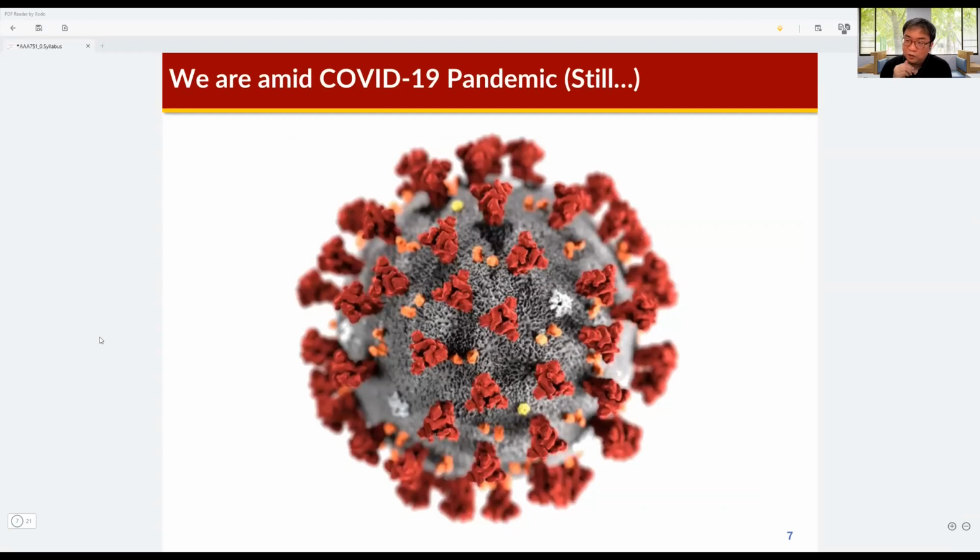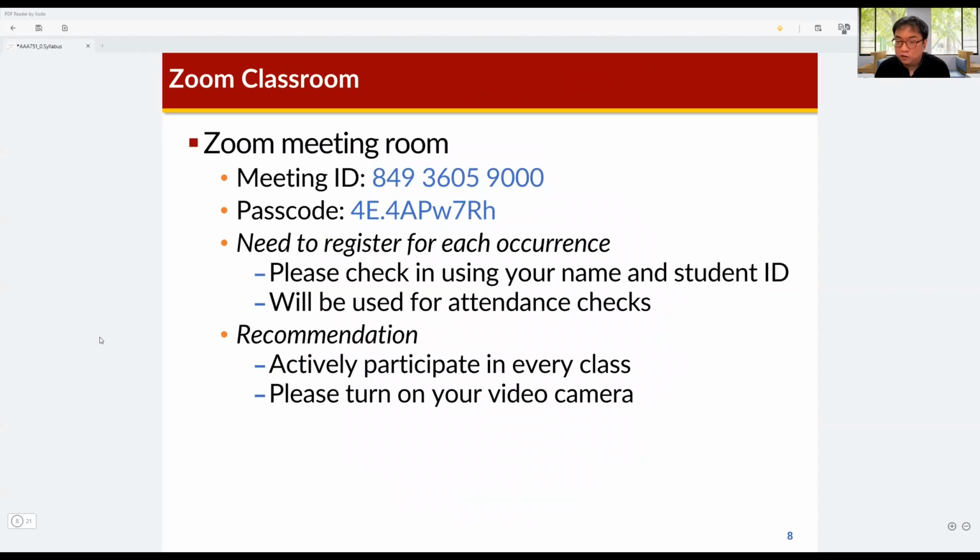Unfortunately, we are in the COVID-19 pandemic, and the situation is getting severe, so we need to use Zoom. This is the Zoom information. I believe everyone needed to register for this class, and you need to input your student ID and your name for each registration. I will use this information for attendance check, so please input your correct student ID.